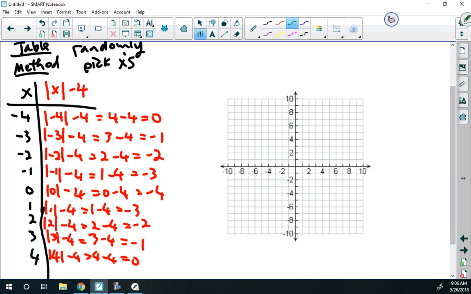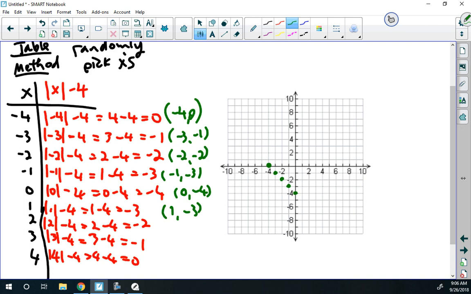To be clear then, these points are negative 4, 0; negative 3, negative 1; negative 2, negative 2; negative 1, negative 3; 0, negative 4; 1, negative 3; 2, negative 2; 3, negative 1; and 4, 0.